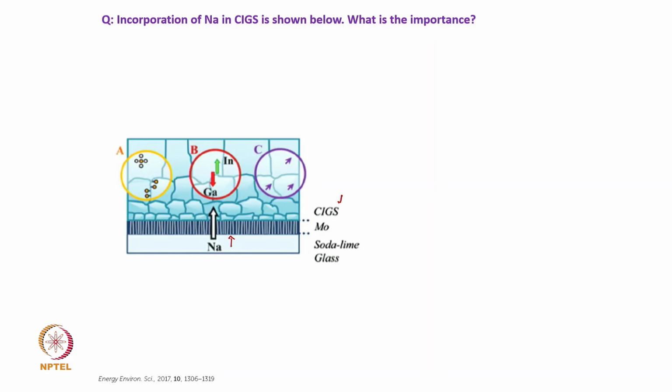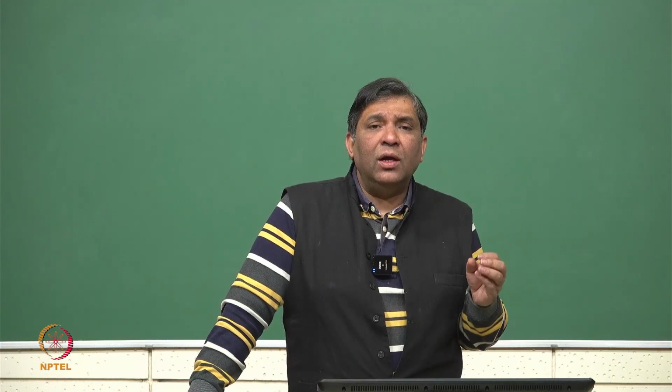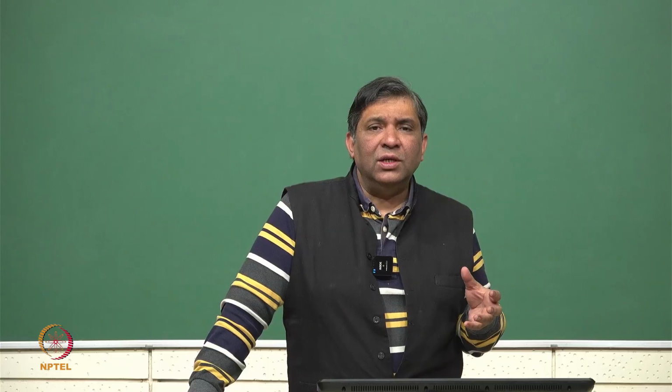Okay. And it improves the electrical transport, and it also improves grain orientation. It also leads to some sort of segregation of indium and gallium. So, therefore, this is actually a very important element which is required to grow CIGS material.